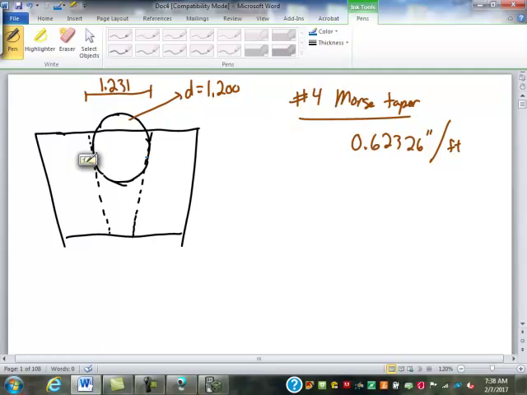So at some point down here, this ball touches the sides of this tapered hole on each side. And of course, it forms a right angle on each side. Let me try that again. Like that. Now you can see that's not perfectly straight across. So the distance from here to here is going to be slightly less than the 1.2 inches diameter of the ball. Does that make sense?